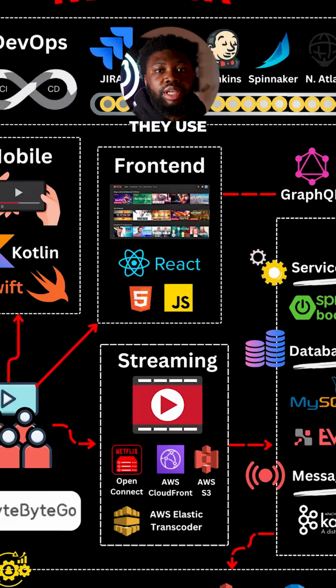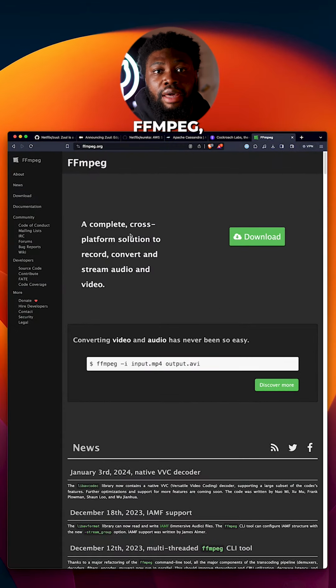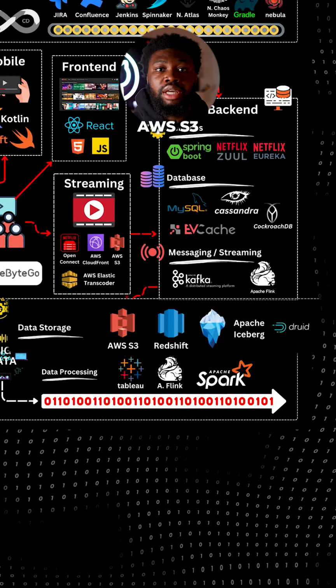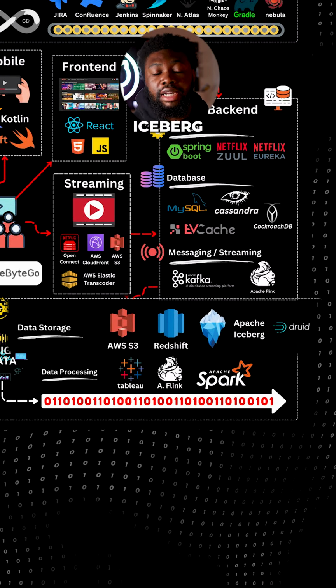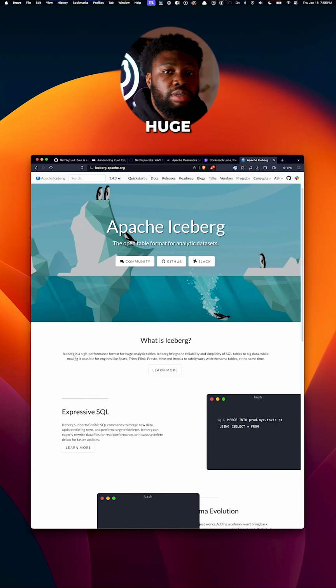On the streaming side, they use many AWS services like CloudFront, S3, and Elastic Transcoder. They also rely heavily on FFmpeg, which does video encoding, decoding, transcoding, and a lot more. For data storage, they use AWS S3, Redshift, Apache Iceberg, and Apache Druid. Redshift, Iceberg, and Druid are used for analyzing huge amounts of data.